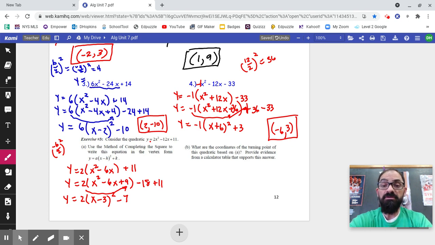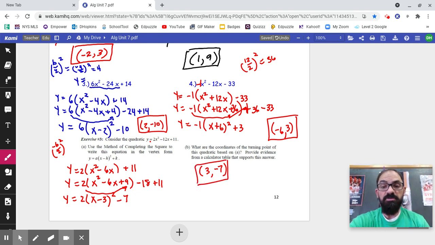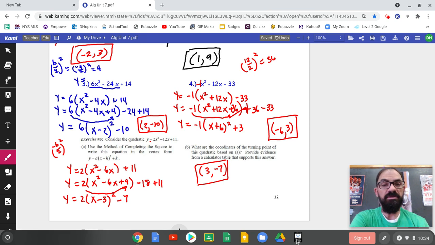And then it asks, what are the coordinates of the turning point? Well, the turning point is the vertex. So it would be 3, negative 7. And it says provide evidence using a calculator that supports your answer. Well, let's see what the calculator says.